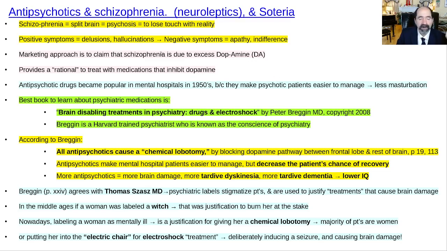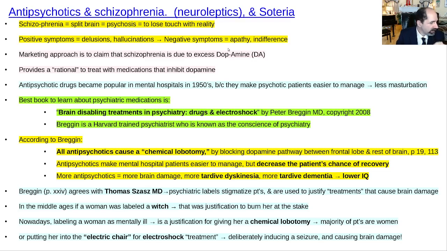Okay, schizophrenia means like split brain, psychosis, to lose touch with reality. The so-called positive symptoms of schizophrenia are delusions and hallucinations, having lost touch with reality, they're visible. The negative symptoms of schizophrenia are apathy and indifference, and these are present in variable degrees. Now, the marketing approach is to claim that schizophrenia is due to excessive dopamine, and that's popularly taught, but that's never been proven, so that is not known.